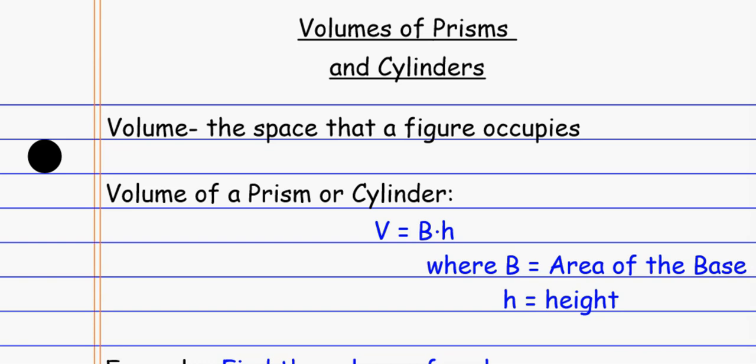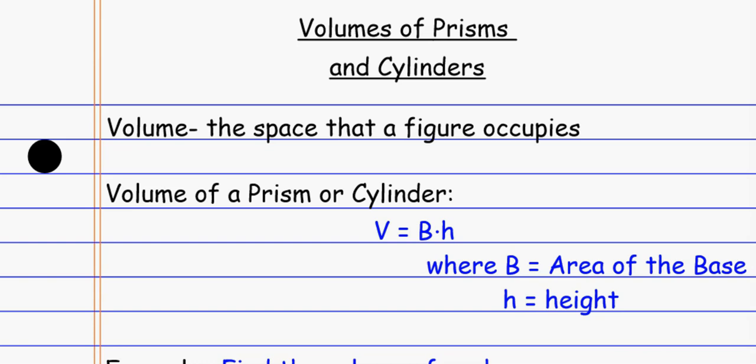So that's volume. The volume of a prism or a cylinder, really the volume of any of these things, is just the area of the base times the height, okay? It's kind of the same concept. You could find a formula for the volume of a cylinder that's going to involve pi, but it's really just the area of the base times the height.